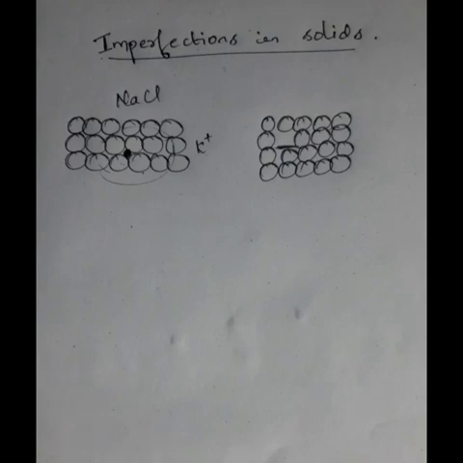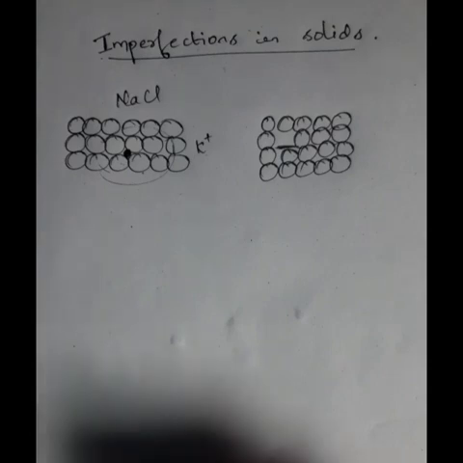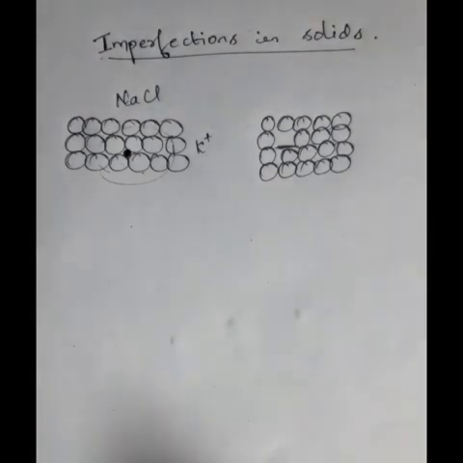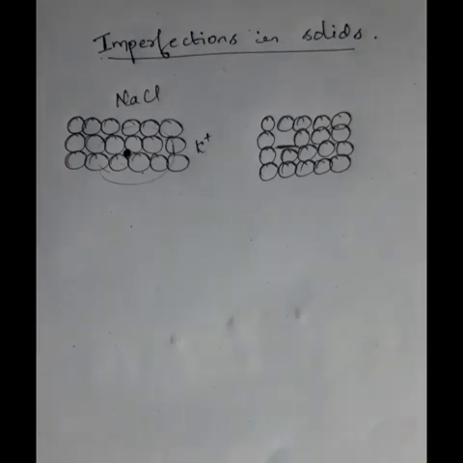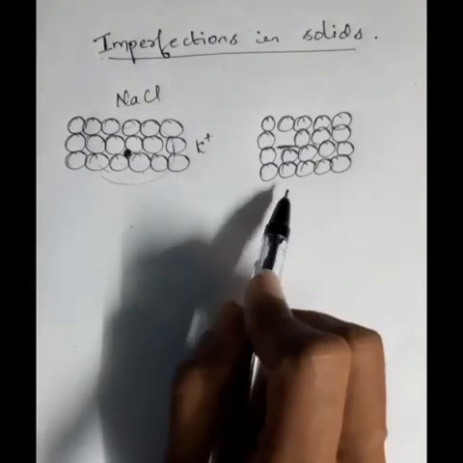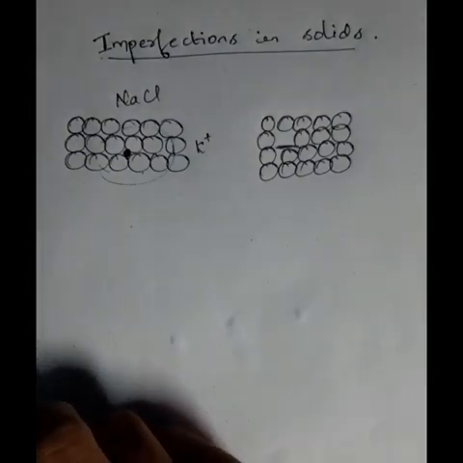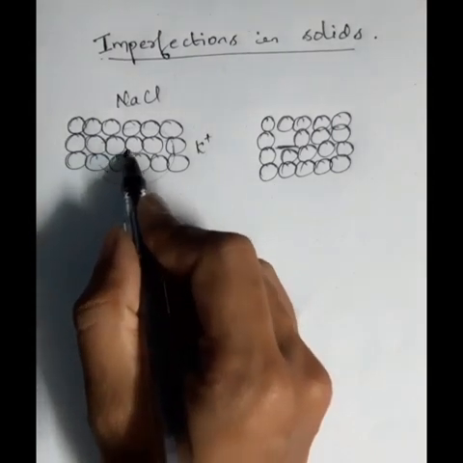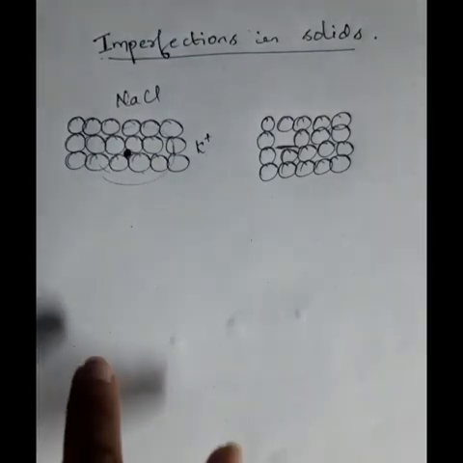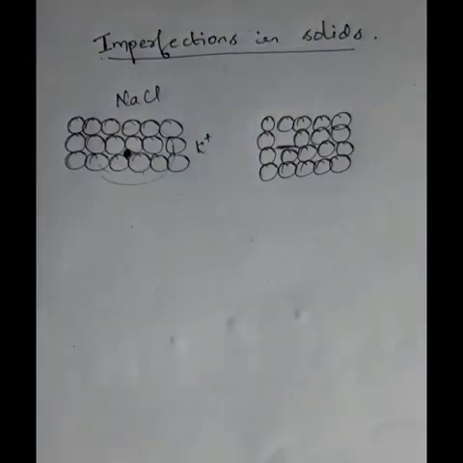Now we'll move on to classification of defects. We have point defects and line defects. Defects can be classified into point defect and line defect. The 2 kinds of defects which I explained here are point defects. The defect is around this particular atom. It's around a particular point. So this type of defect is called point defect.